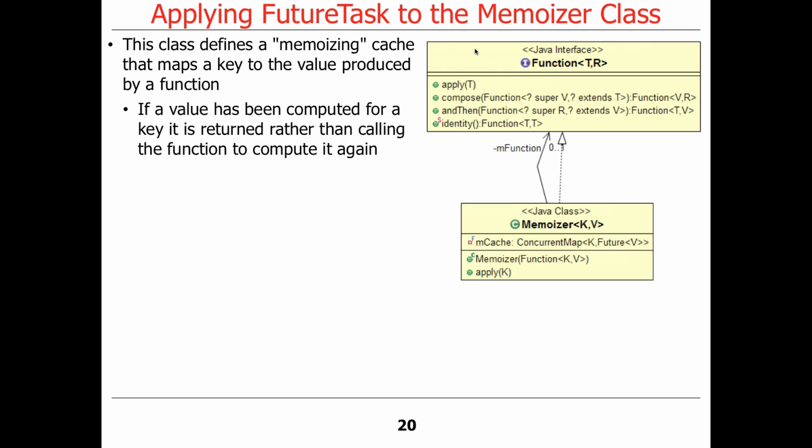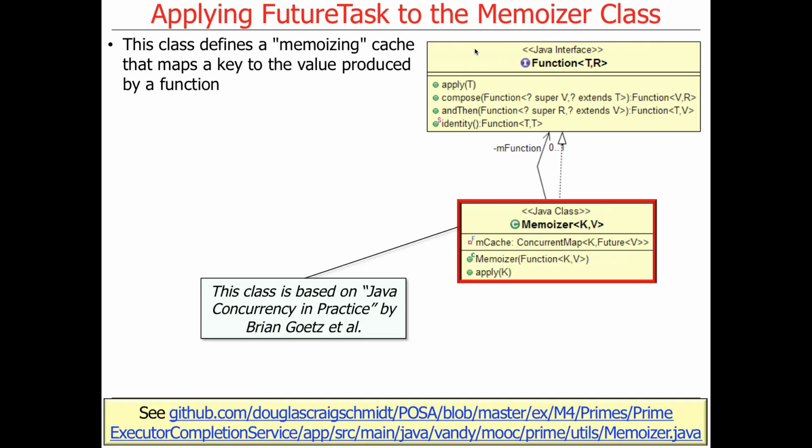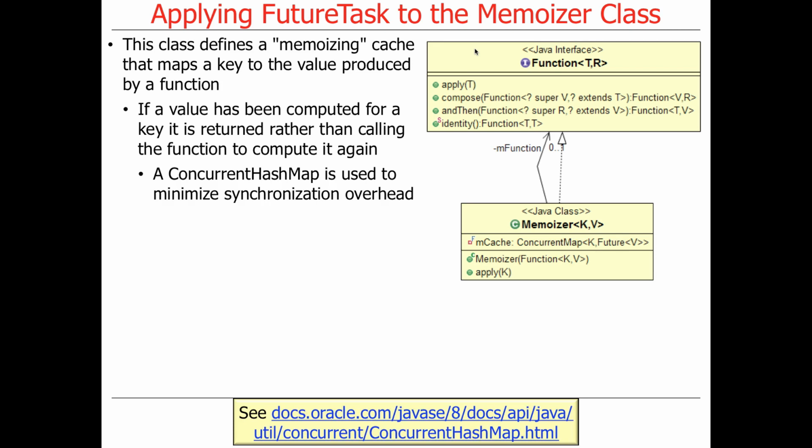The way this works is if a value has already been computed for a key, it's returned rather than having the function computed again. And I should have pointed out that the Memoizer is given a function in its constructor. And so, as we'll see in a second, if the key doesn't already have a value, then that function is called to compute it. If the key does have a value, we just return it without calling the function. So that's why it's an optimization.